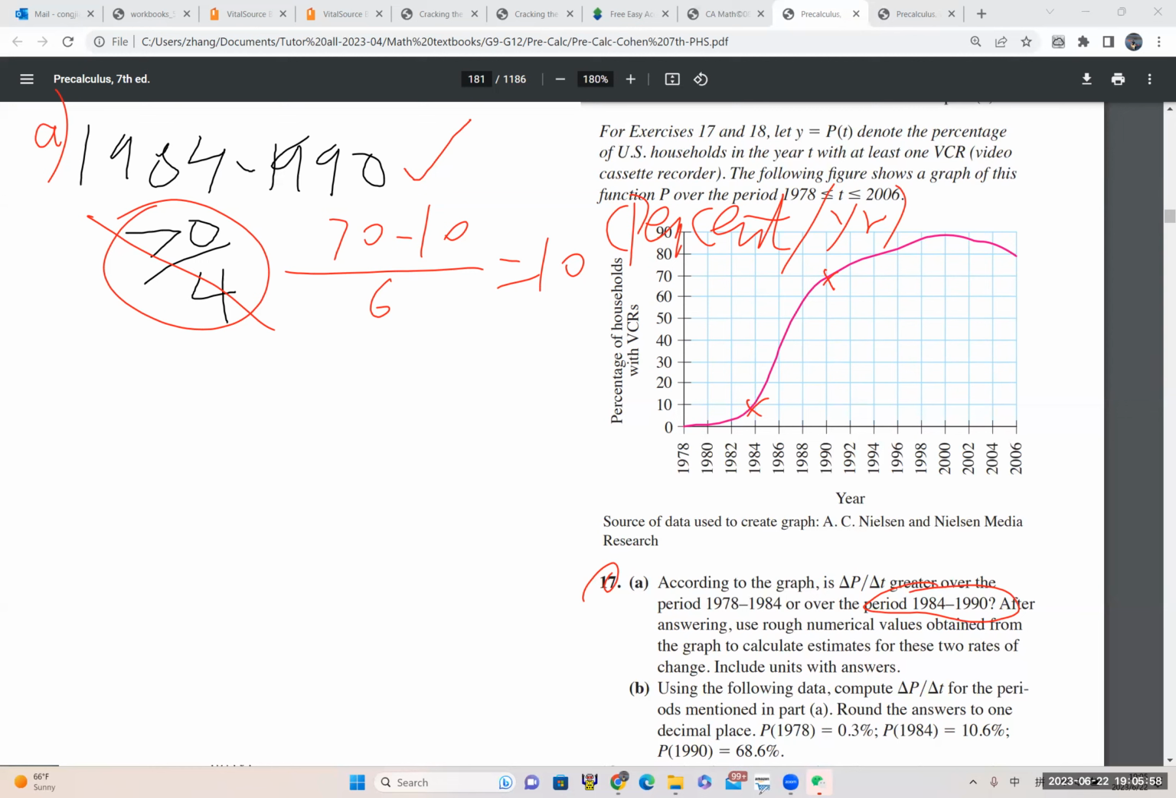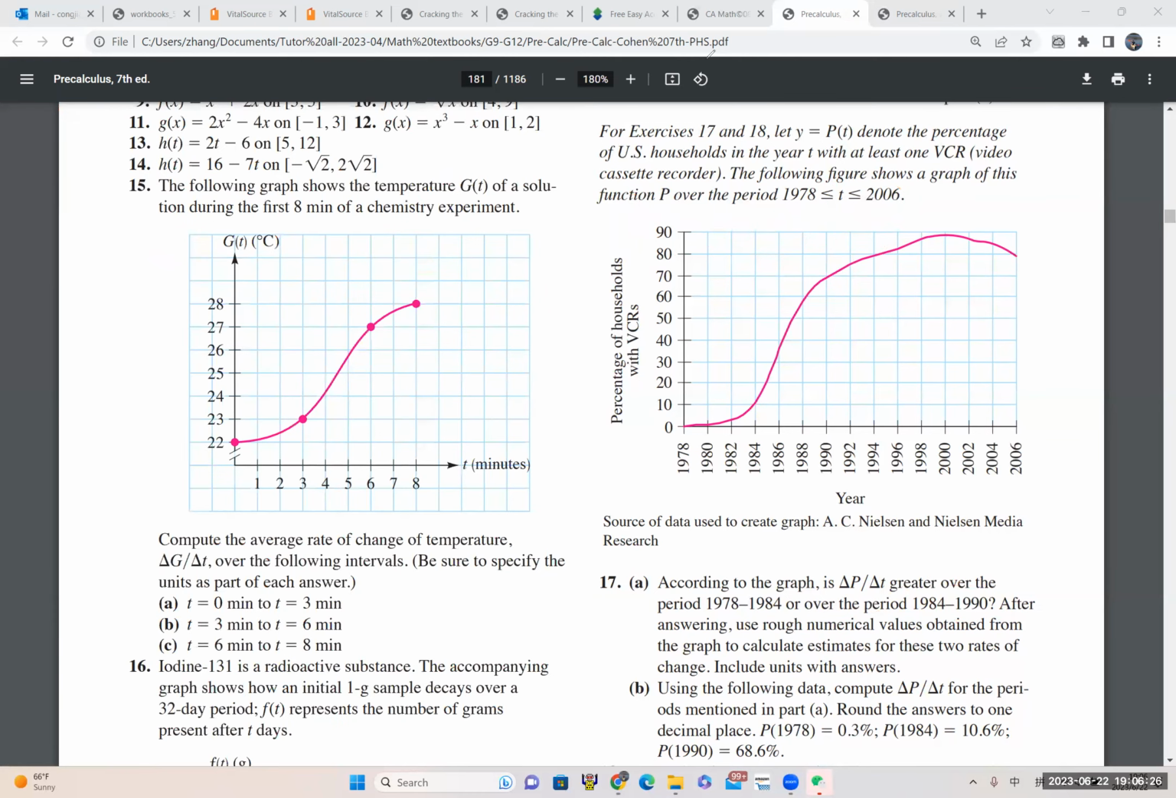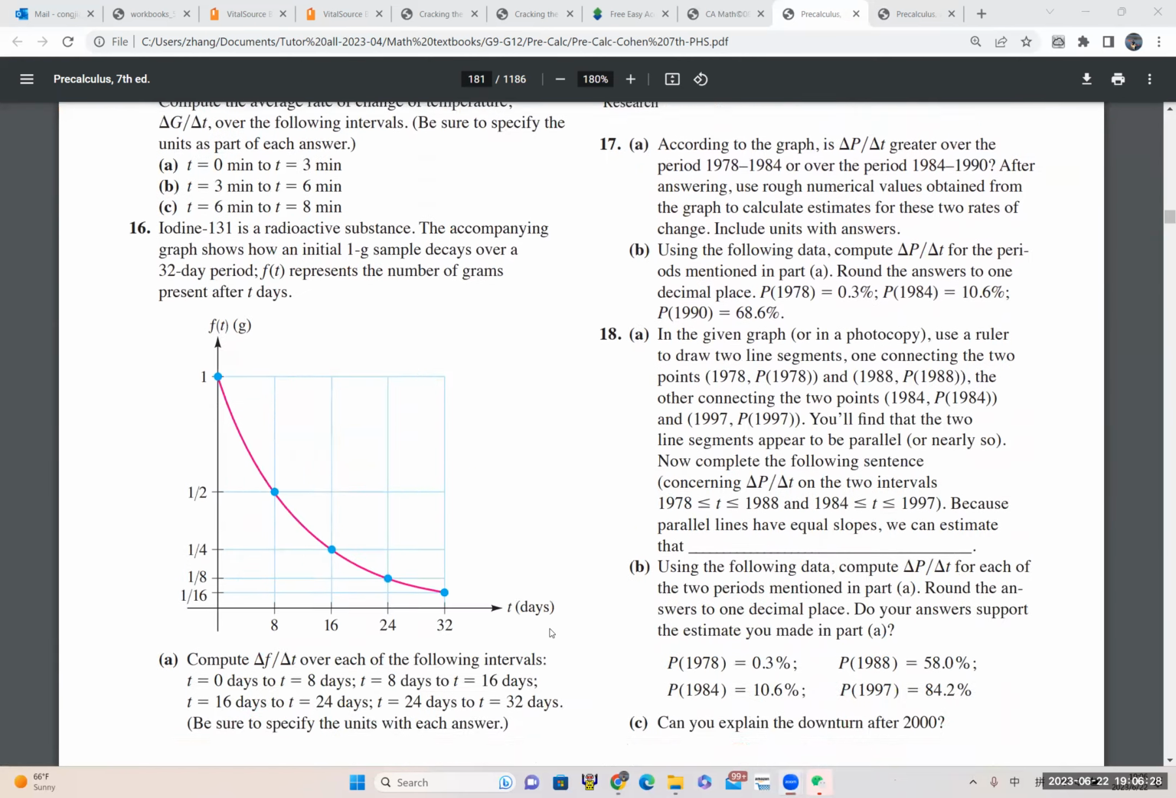Oh, so I suppose in part A we just need the estimate, right? But in part B we need it calculated as precise as possible. But of course you definitely need to round your answer. We don't want a non-answer, right? 10.6%. Okay, I think we can pass this. Now go to my problem 37.